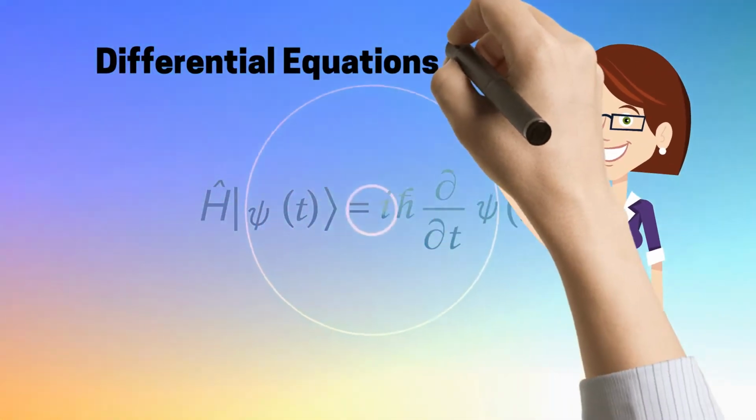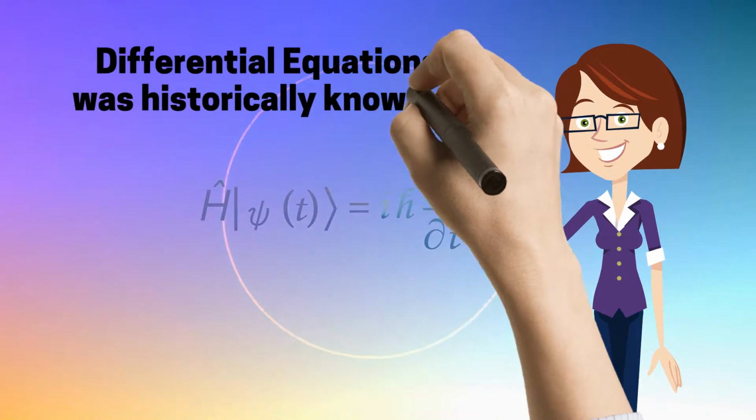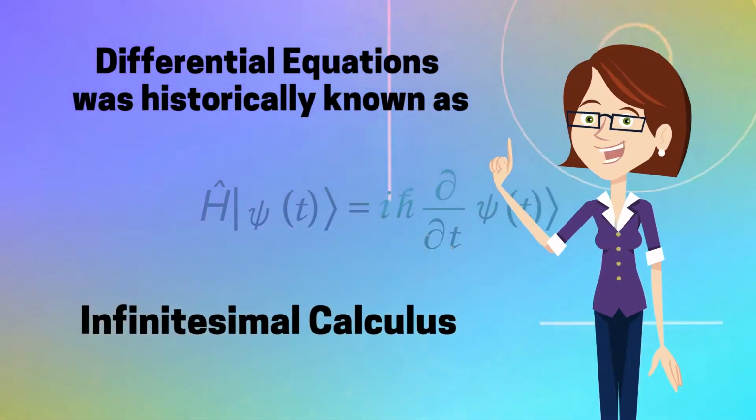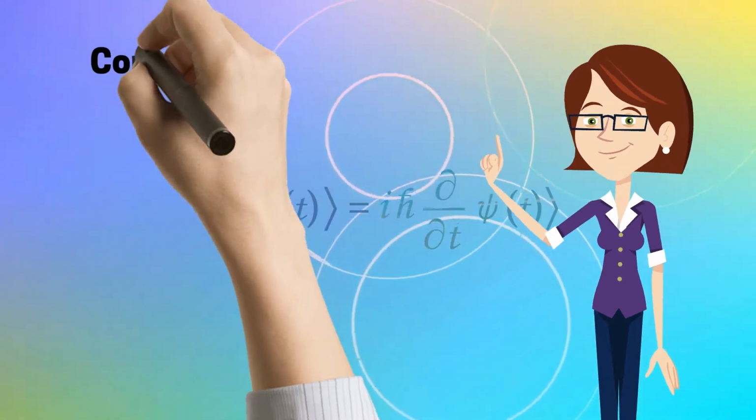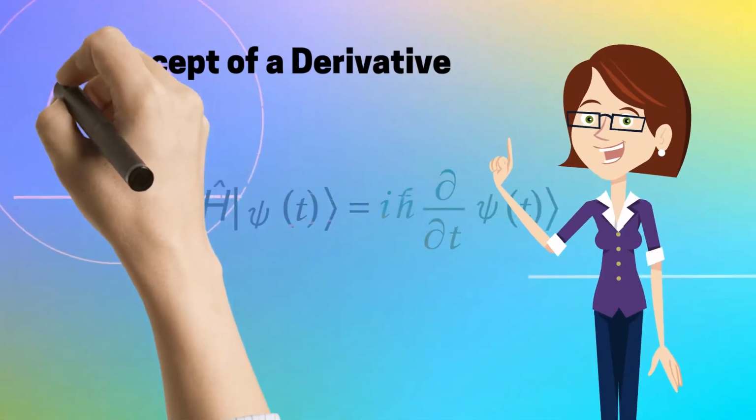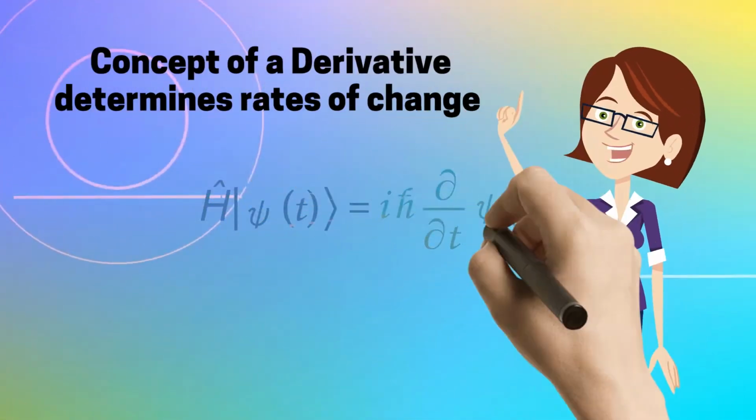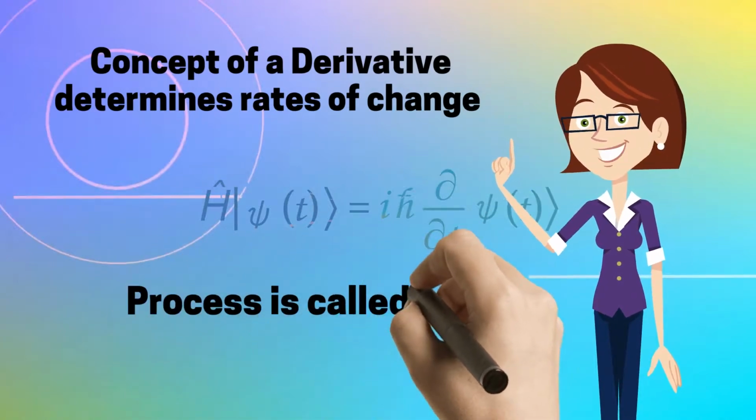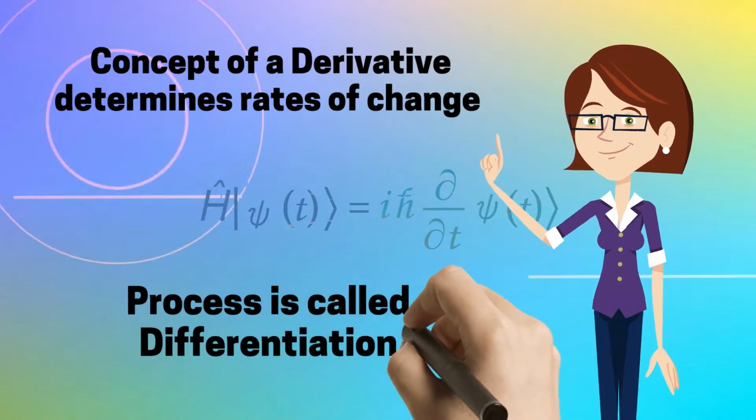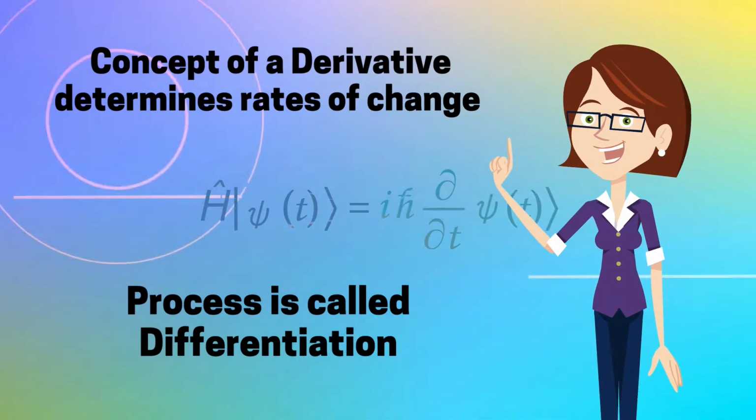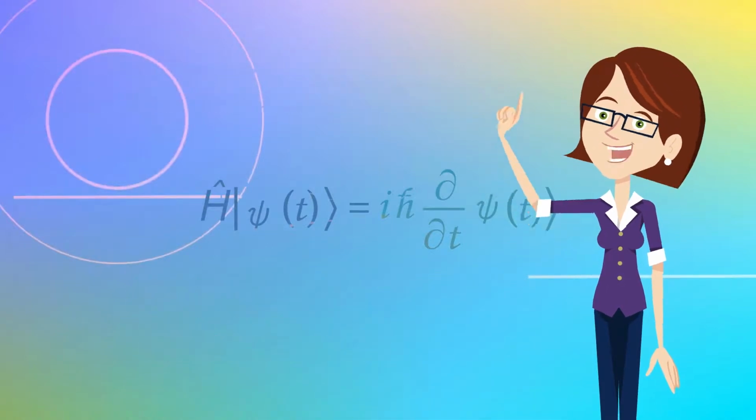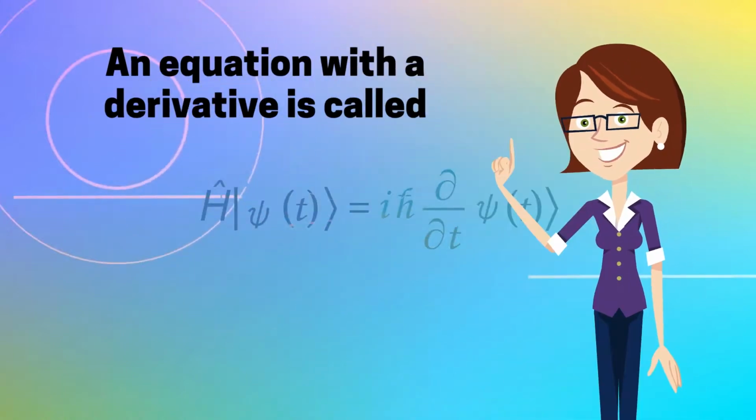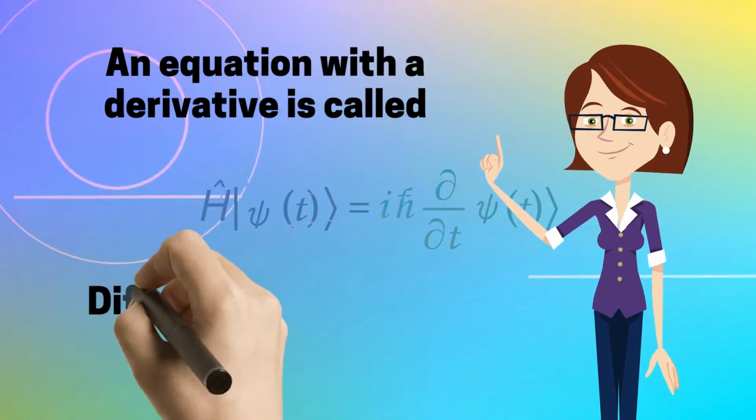Differential equation was historically known as infinitesimal calculus. If you recall, the concept of derivative is used to determine the rates of change of variables, and the process of finding the derivative is called differentiation. If you see an equation with a derivative, that equation is termed as a differential equation.